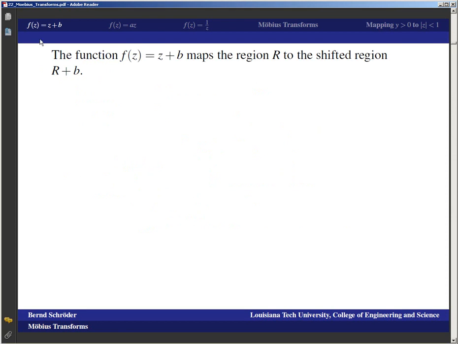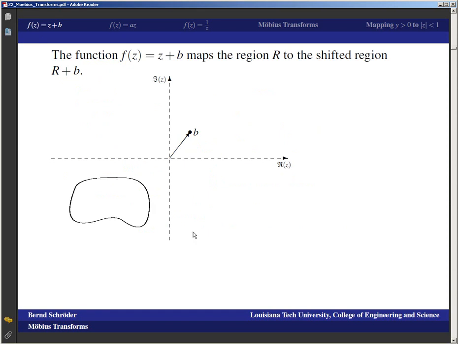Okay, so let's take a look at the function f of z equals z plus b. Well, that function takes a region and shifts it by b, right? That's all it does. So if we have a point b, a point is of course always to be identified with its position vector. And if we then have a region R here, well then all we do is we attach this position vector and shift the whole region by that vector to get this. So I've only applied this function one more time.